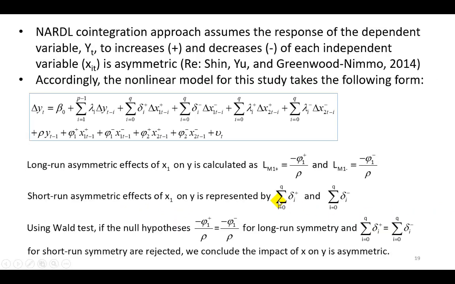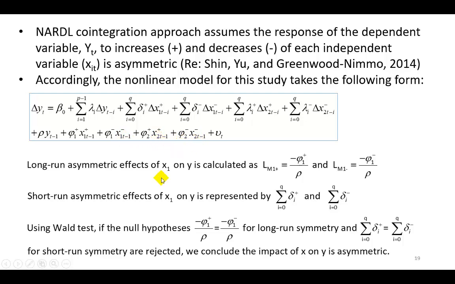For this study, notice that the nonlinear error correction model right here would explicitly recognize those positive and negative changes in x. And so right here, this is the short run component of the model. We're going to have x1 positive and x1 negative and the same for x2 because we have two regressors. Likewise, in the long run components of the model, we're also going to have the same x1 positive and x1 negative. The same goes for x2.